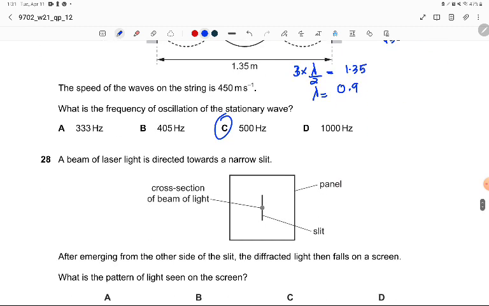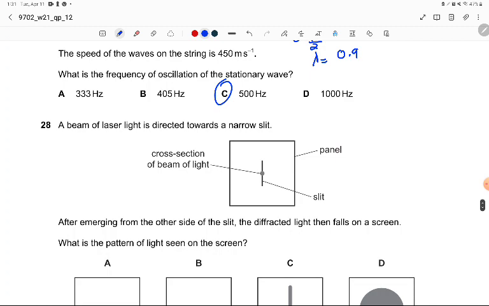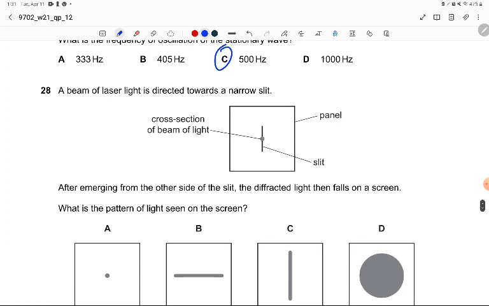A beam of laser light is directed towards a narrow slit. After emerging from the other side of the slit, the diffracted light then falls on a screen. What is the pattern of light seen on the screen? So the spreading is going to be in this way, horizontally. The spreading will happen horizontally.